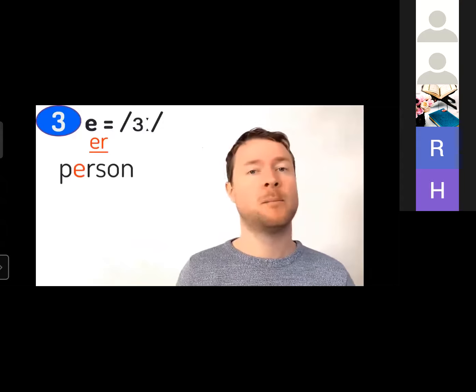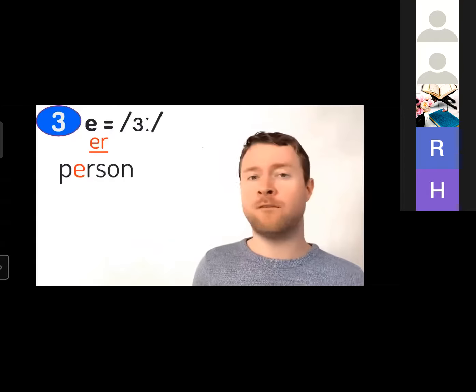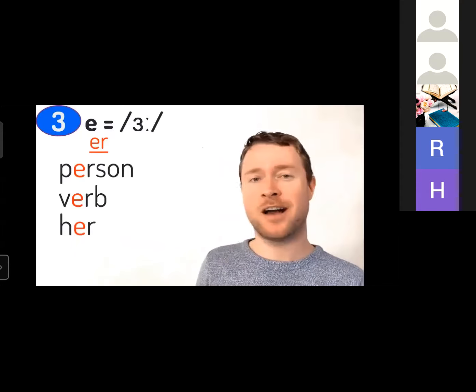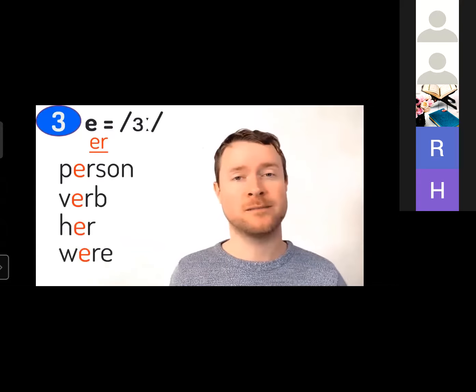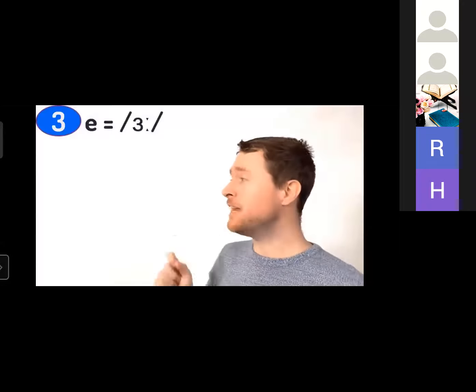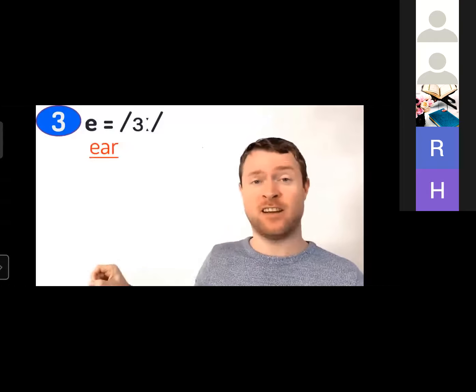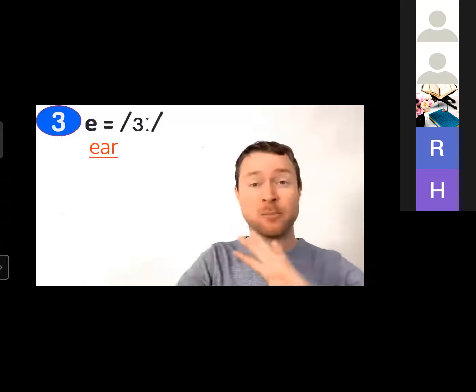Practice with me. Person. Verb. Her. And were. Well done. Also, in words where you see the letters E, A, and R together, you'll love this.